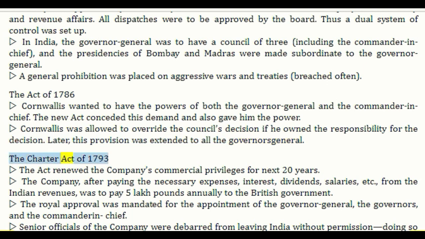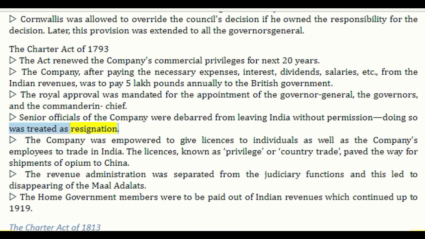The Charter Act of 1793. The Act renewed the Company's commercial privileges for the next 20 years. The Company, after paying the necessary expenses, interest, dividends, salaries, etc., from the Indian revenues, was to pay £5 lakh annually to the British government. Royal approval was mandated for the appointment of the Governor-General, the Governors, and the Commander-in-Chief. Senior officials of the Company were debarred from leaving India without permission. Doing so was treated as resignation.